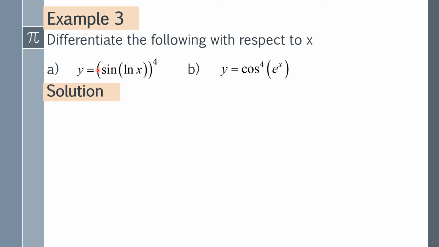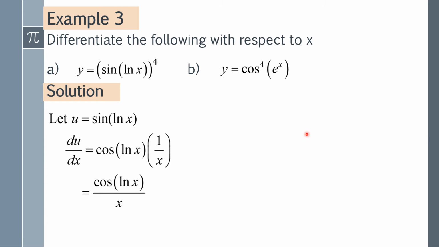Example 3. Differentiate the following with respect to x. (a) y equals sin(ln x) to the power of 4. (b) y equals cos to the power of 4 of e to the power of x. Okay, how to solve these questions?